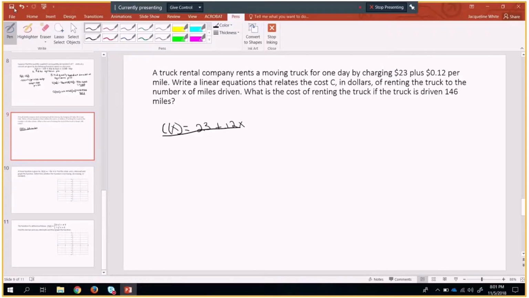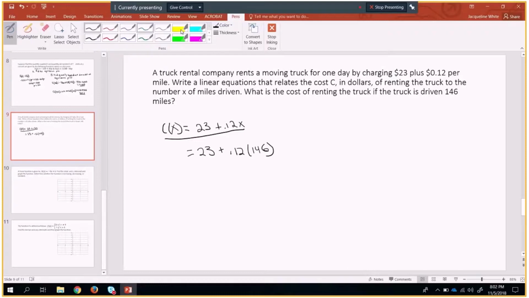Then the second part, let me undo that because I kind of crossed out 23. So the second part of the question is, what is the cost of renting the truck if the truck is driven 146 miles? And all you have to do is plug in 146 miles to X. And we got it. 23 plus 0.12 times 146. Use our handy calculators here, which you will be using on the test as well.